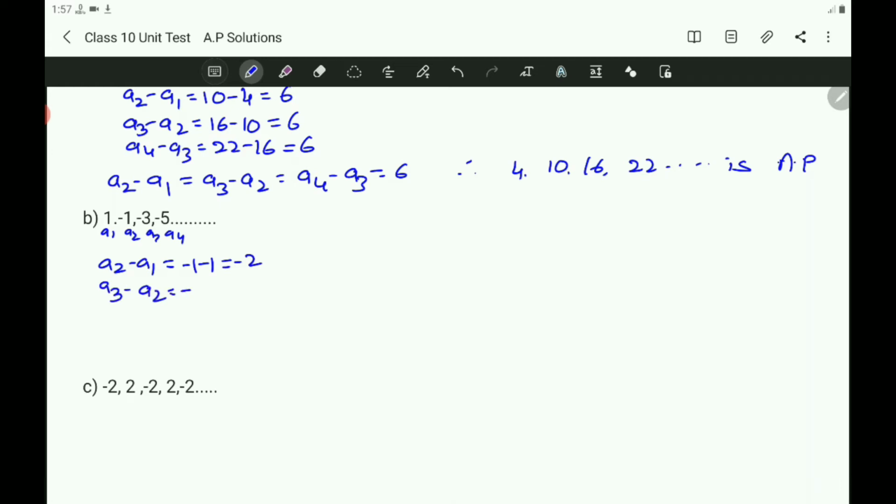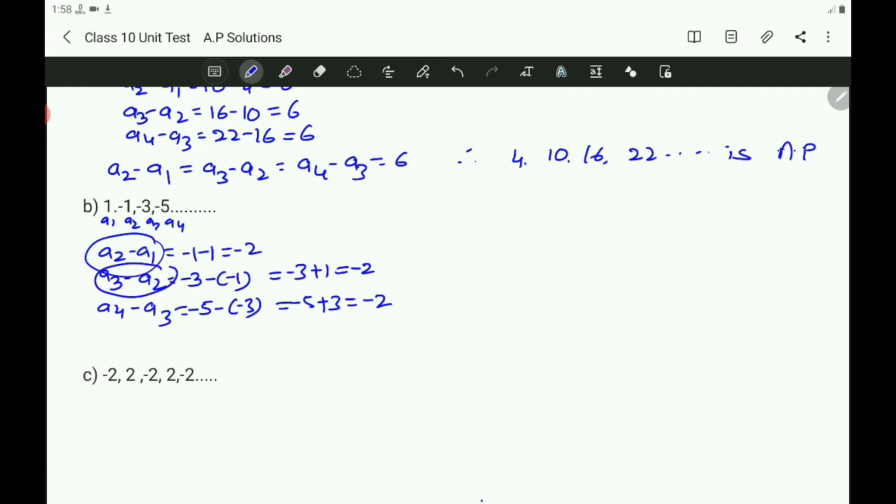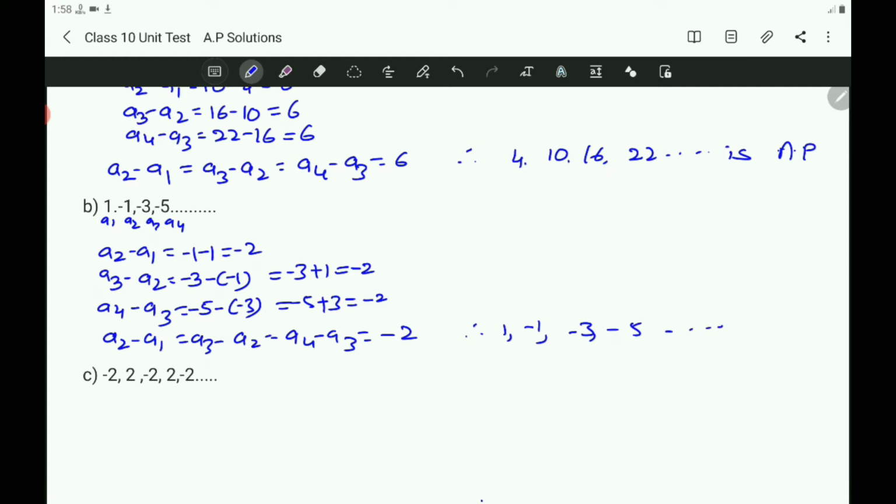Then A3 minus A2: A3 is minus 3, minus of minus 1, that is minus 3 plus 1, you got minus 2. Then A4 minus A3: A4 is minus 5, minus of minus 3 is plus 3, that is again minus 2. Here also A2 minus A1 equals A3 minus A2 equals A4 minus A3, all equal to minus 2. Therefore, 1, minus 1, minus 3, minus 5 is AP.